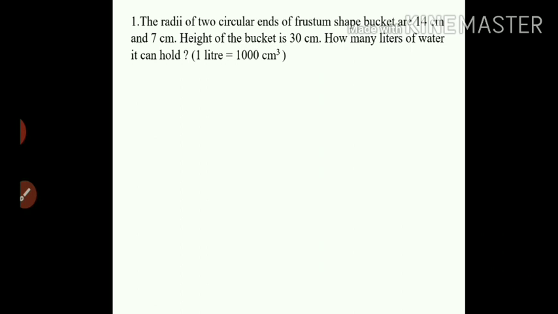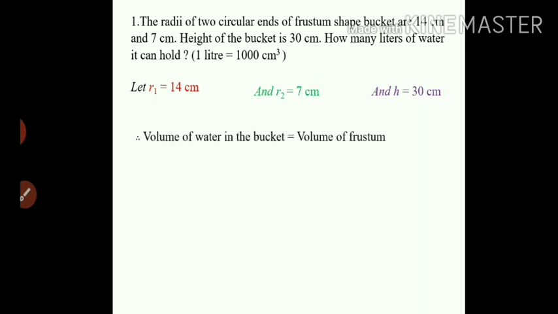Now first we will write whatever part is given. So we'll say that R1, that is radius 1, be 14 centimeter, radius 2 be 7 centimeter, and the height equal to 30 centimeter. Now we know that we have to find how many liters of water it can hold. So we know the volume of water in the bucket will be equal to the volume of the frustum. So we will use the formula first.